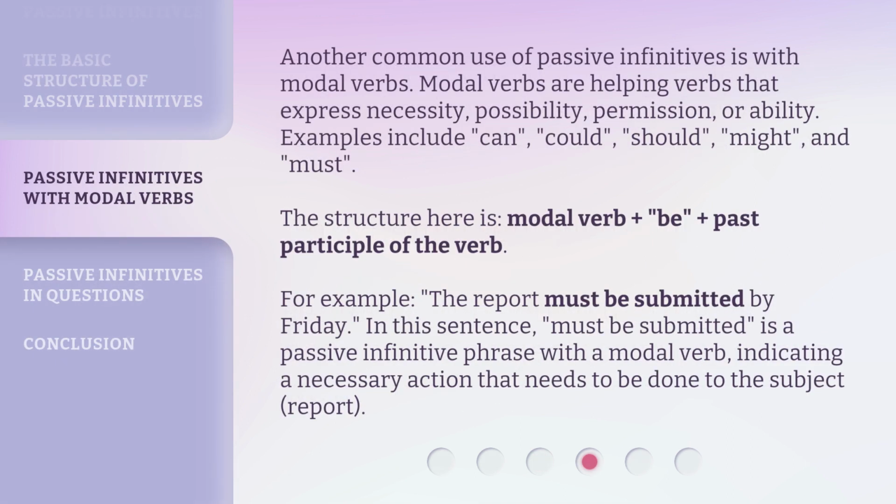Another common use of passive infinitives is with modal verbs. Modal verbs are helping verbs that express necessity, possibility, permission, or ability. Examples include can, could, should, might, and must. The structure here is modal verb plus be plus past participle of the verb.